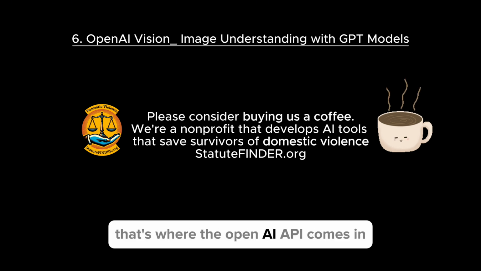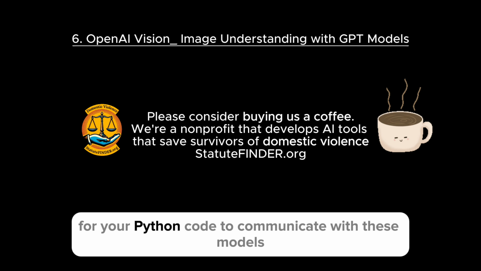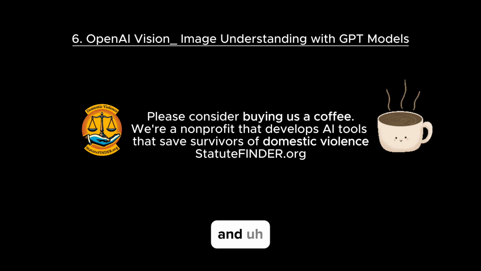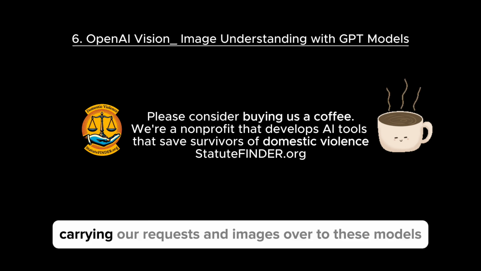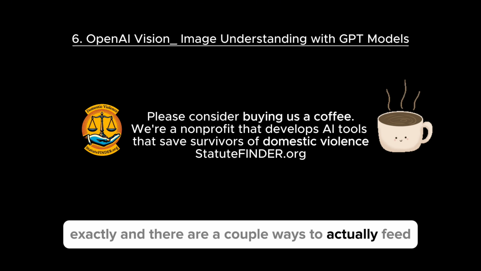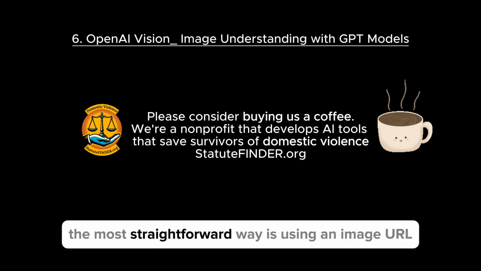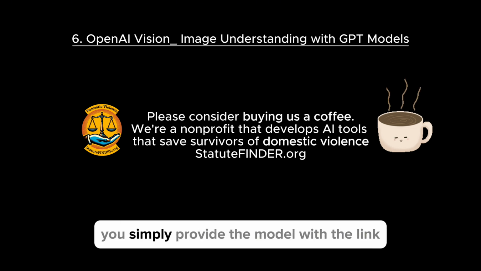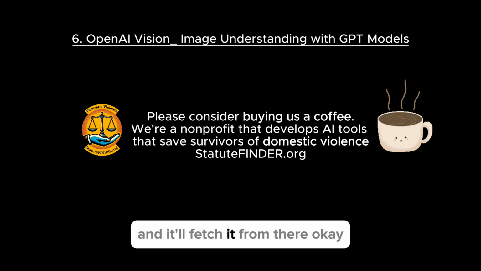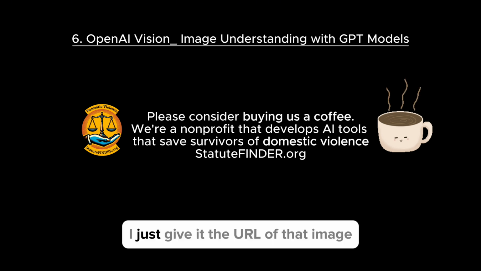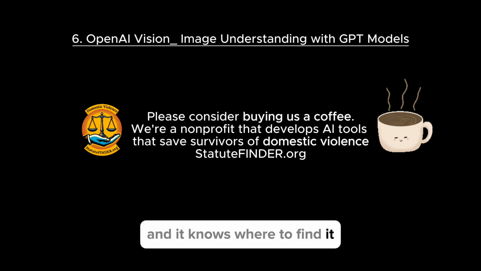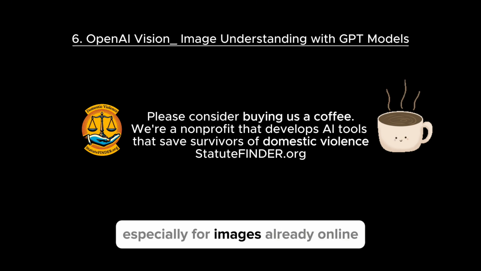Well, that's where the OpenAI API comes in. It provides a way for your Python code to communicate with these models and send them images for processing. Okay, so the API is like the messenger, carrying our requests and images over to these models. Exactly. And there are a couple ways to actually feed images to these models. The most straightforward way is using an image URL. If you've got an image hosted online, you simply provide the model with the link, and it'll fetch it from there. Okay, so if I want the model to analyze a picture of my cat that I have on my blog, I just give it the URL of that image and it knows where to find it. Exactly. Simple and efficient, especially for images already online.